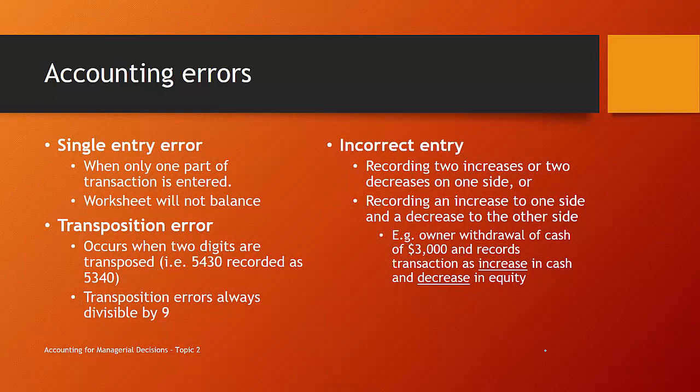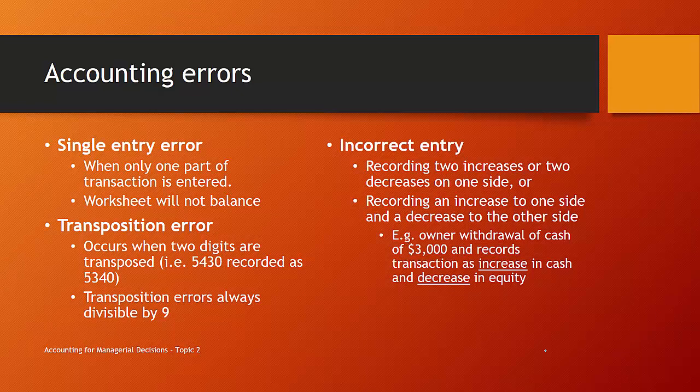And speaking of mistakes, there are a number of them, and they could be single entry errors. So you could enter one line of the transaction, not both. And if that's the case, the worksheet just won't balance. And often in a lot of the computerized ones, you can't even do that. It requires it to be in two. If there is a transposition error, this is more likely to happen. So if two digits are transposed, there might be 5430 as opposed to 5340. Really easy to make.